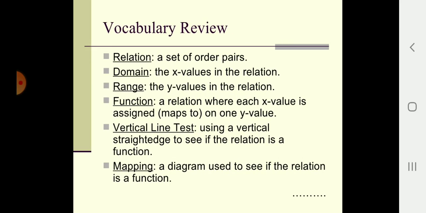Vocabulary review. A relation is a set of ordered pairs. The domain is the set of x values in the relation. The range is the set of y values in the relation. Functions are relations where each x value is assigned, or maps, to one y value. The vertical line test uses a vertical straight edge to see if the relation is a function. A mapping diagram is also used to see if the relation is a function.